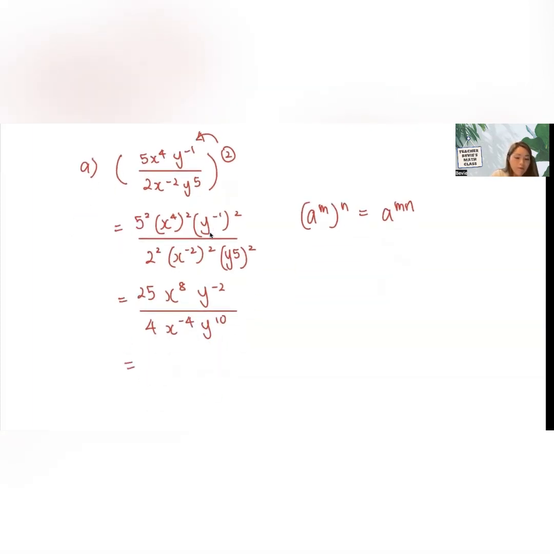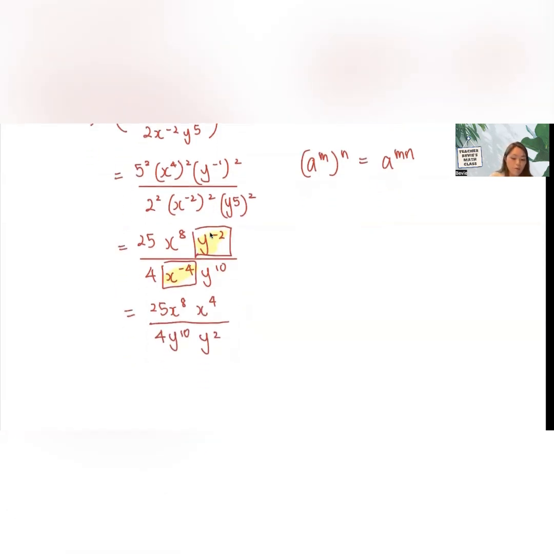Okay, over here, I realize that there are only 2 terms which have a negative power. And in order to make them a positive power, I just simply have to pull them up and down respectively. Okay, so this 25x^8 stays. This y^-2 will go down later. And this x^-4 will come up to the numerator to become a positive 4. All right, and same thing for the denominator. I have 4y^10. And I'll bring this y^-2 downwards to become a positive 2.